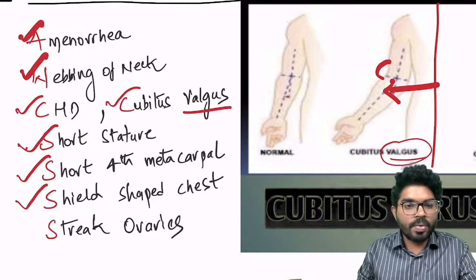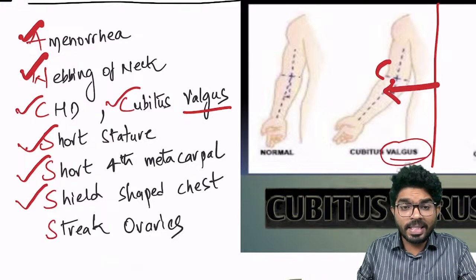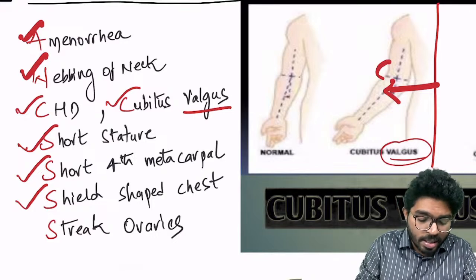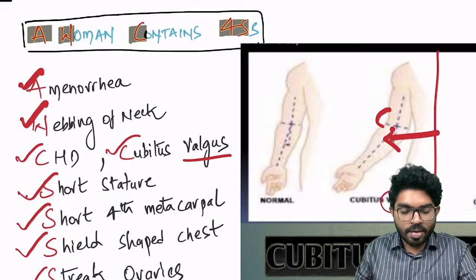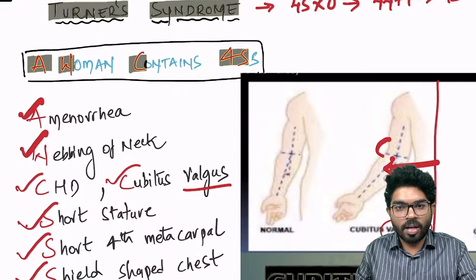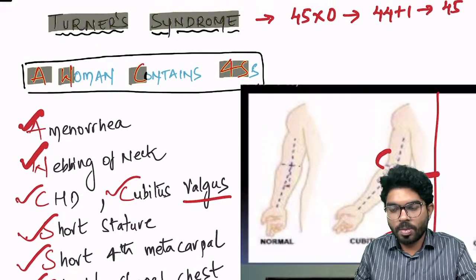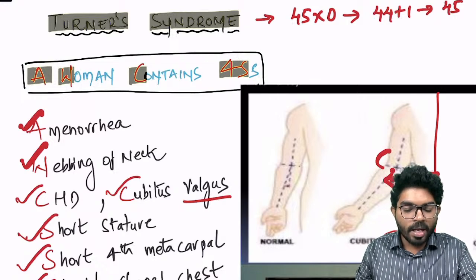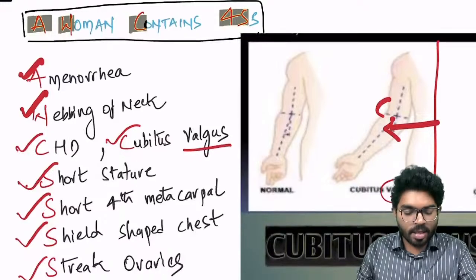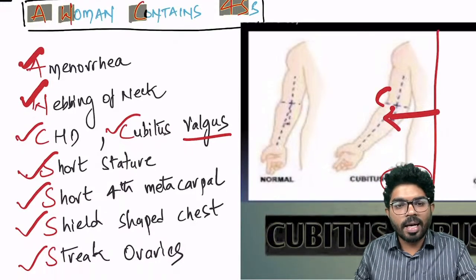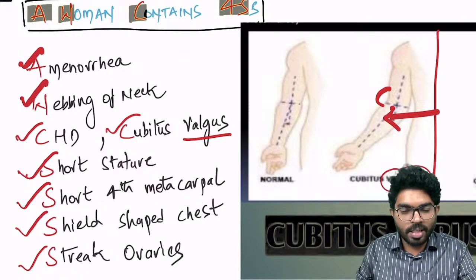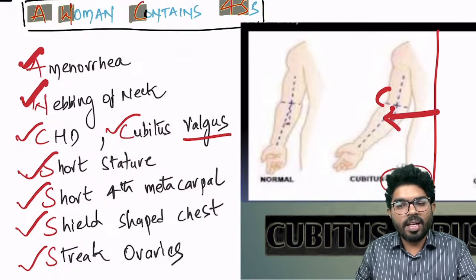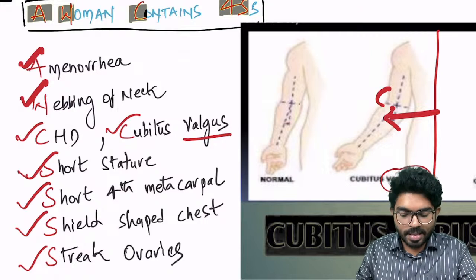S for shield type of chest in these individuals, and streaky ovaries. These are the features we see in Turner's syndrome. That is 45XO, 44 autosomes plus 1 sex chromosome, total number of chromosomes 45. A woman contains 4 S's. The most important thing is congenital heart disease. The next is web of neck. Streaky ovaries is a frequently asked question, and the answer is Turner's syndrome.